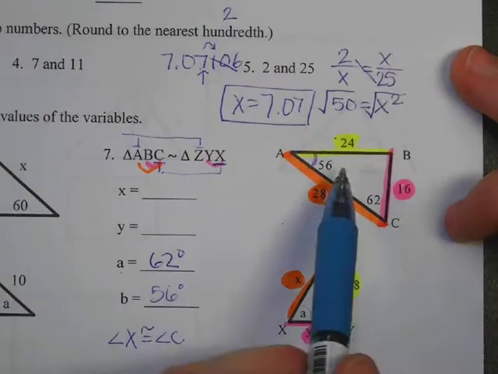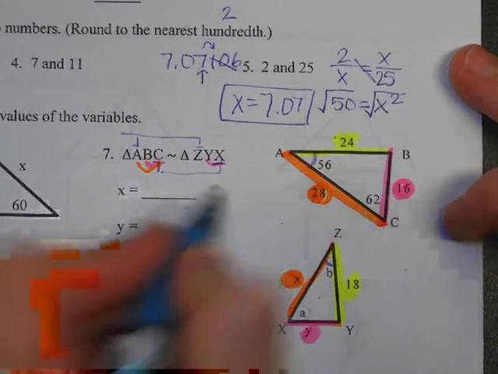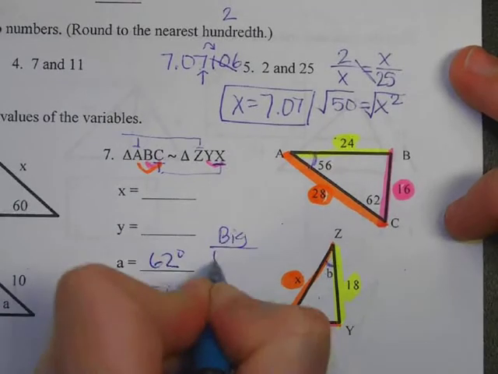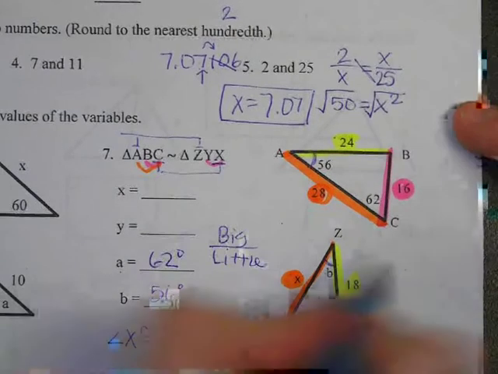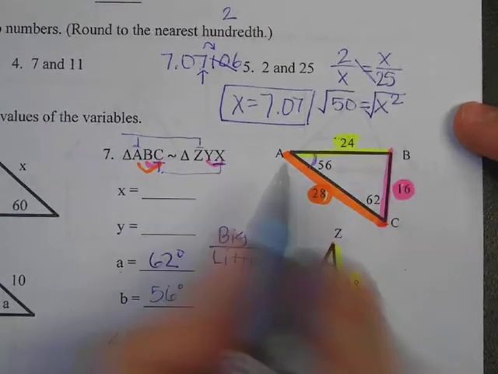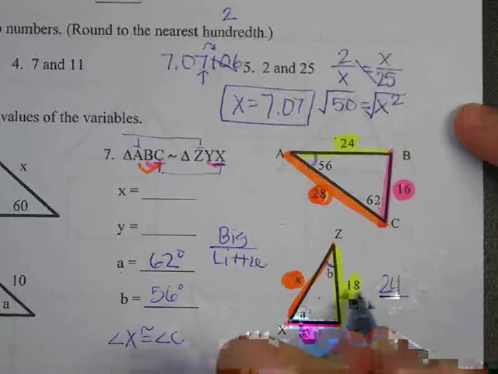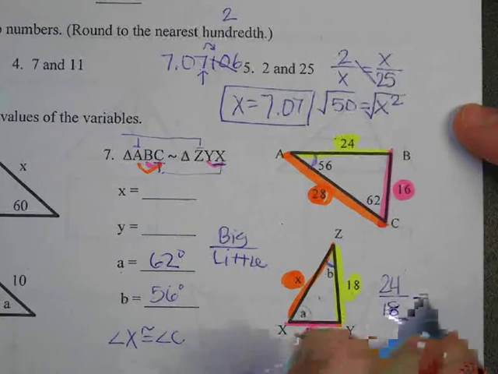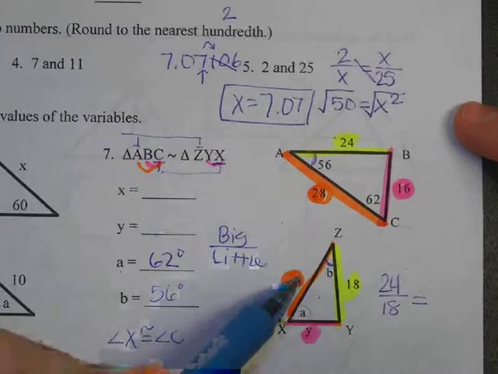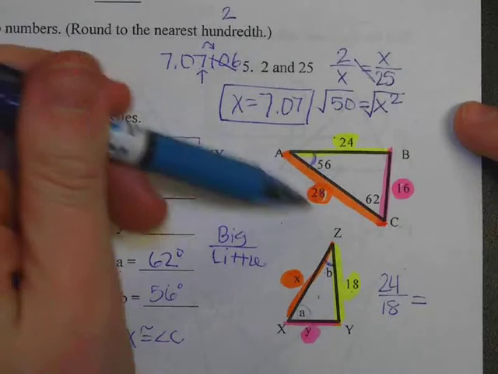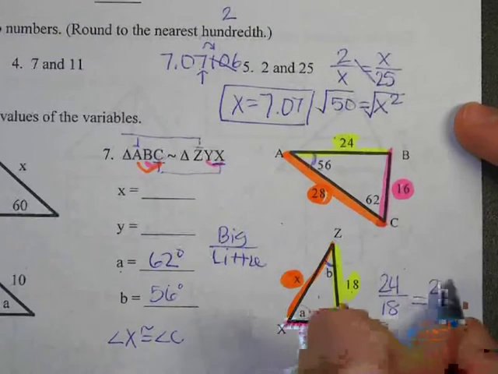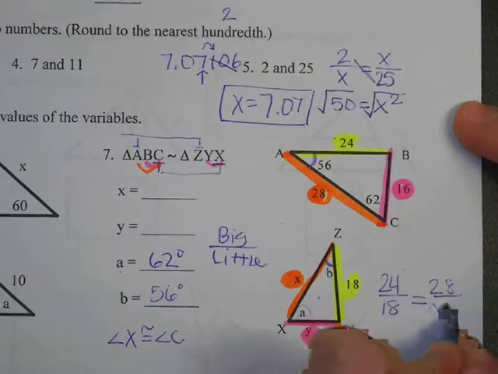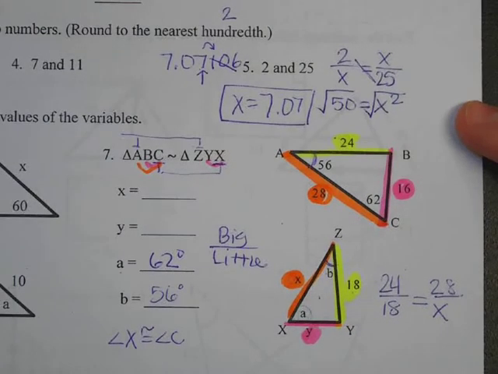So I'm going to choose to do big over little for my proportions, and I'm going to use that the whole problem. Big for the ratio that I have is 24. The little piece that matches is 18. So let's say we want to find X first. If I pull from the bigger triangle first, that would mean 28 has to be on top, and then X has to be on bottom because it's from the little triangle.